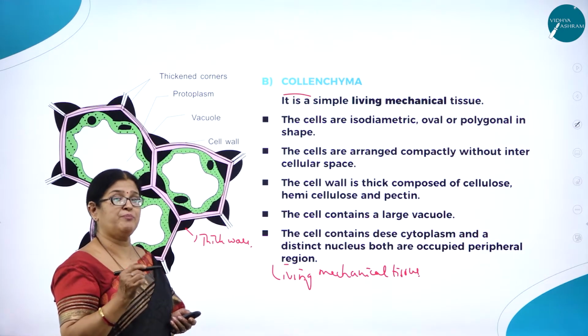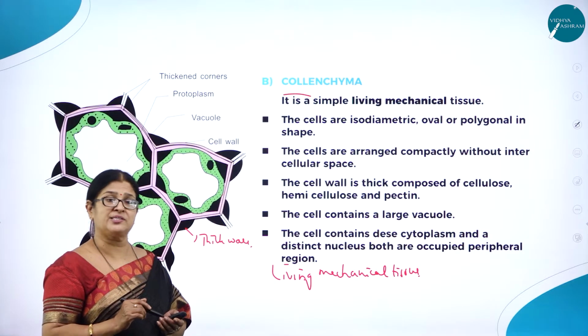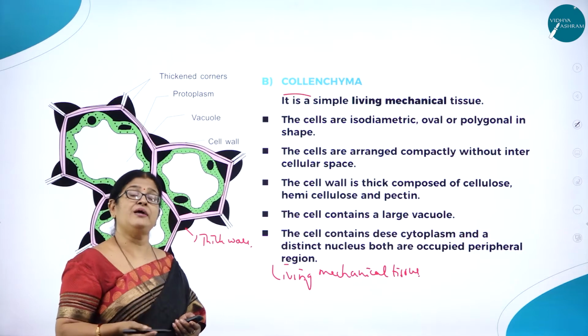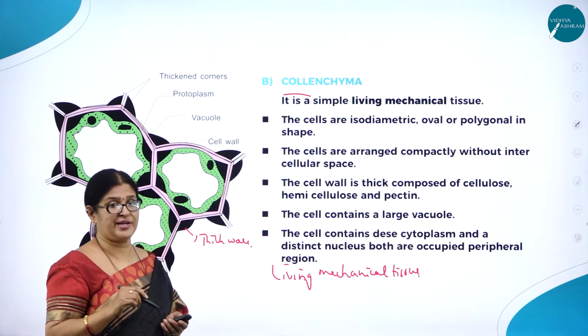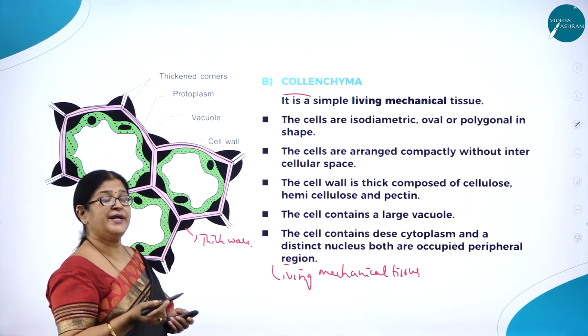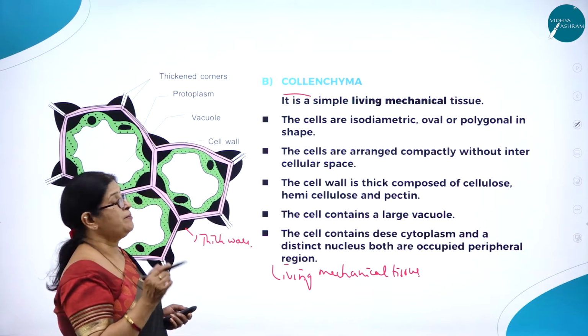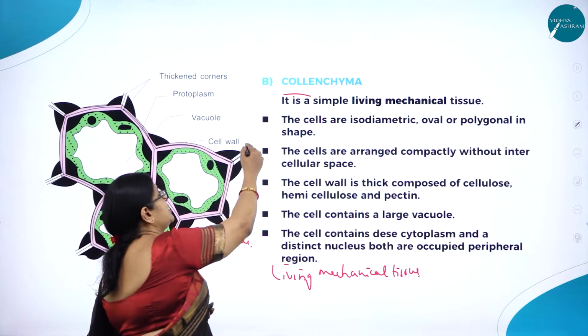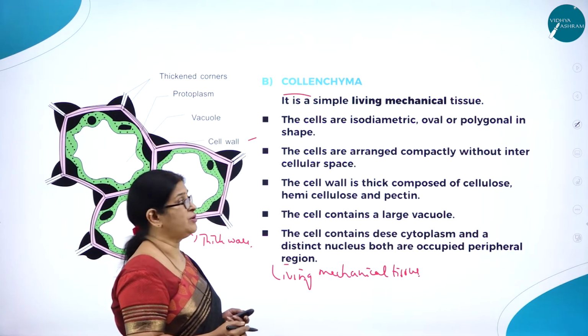This is a very important question usually asked in the examination. Name a living mechanical tissue. It is collenchyma. Name a dead mechanical tissue. That is sclerenchyma. So what is collenchyma? It is also a type of simple living mechanical tissue, permanent tissue. And now let us understand the cytological features of collenchyma tissue.